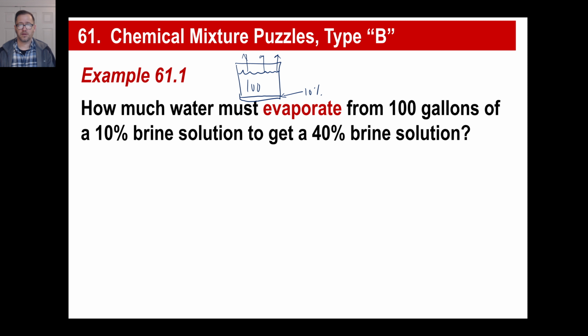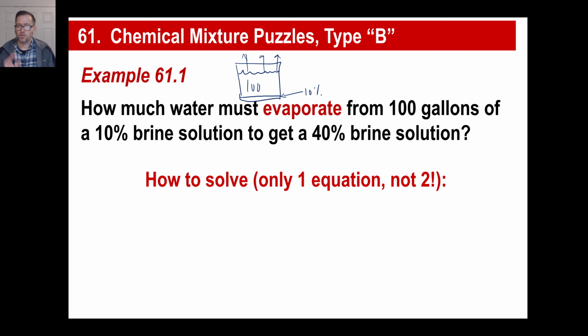Now these are kind of funky at first, but they turn into easier ones because the nice news is you only need one equation, not two. Only one equation is all you're going to need. So write this down. I've made this really simple for you as opposed to how the book does it.